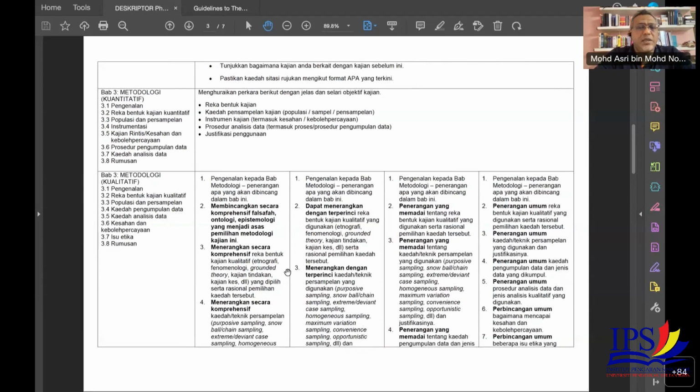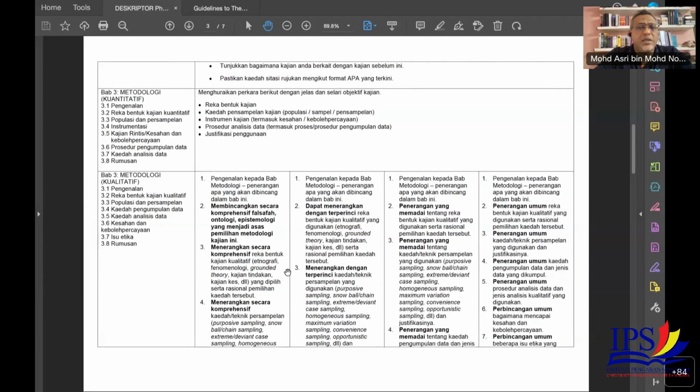Of course, there are two main ways of writing it. If you're doing quantitative, then there's a way of writing it. If you're doing qualitative, there is a way of writing it as well. But again, there would be a very general rule of thumb on how you can prepare your chapter 3, which we will look at a bit more later in my slides.